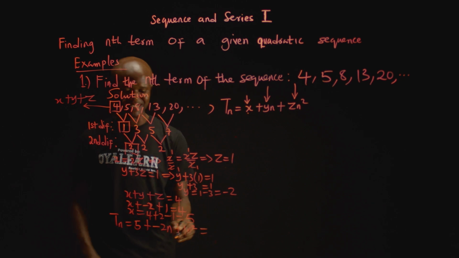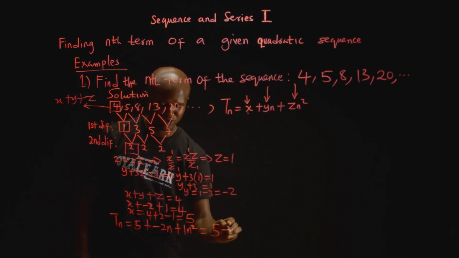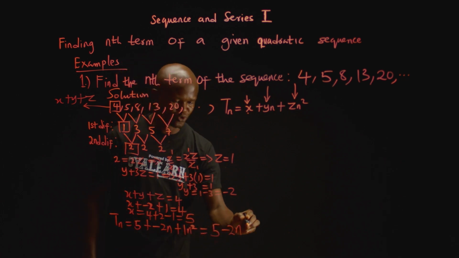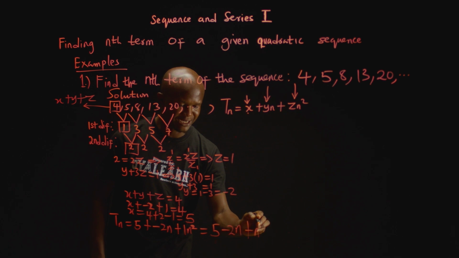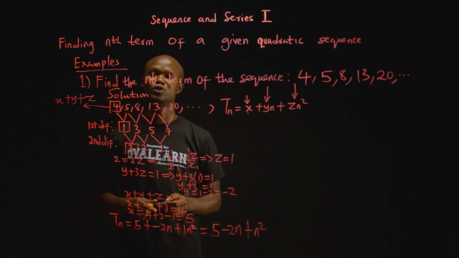So we can now write this as 5 minus 2n, 1n squared, same thing as n squared, plus n squared. That is the nth term of the quadratic sequence.